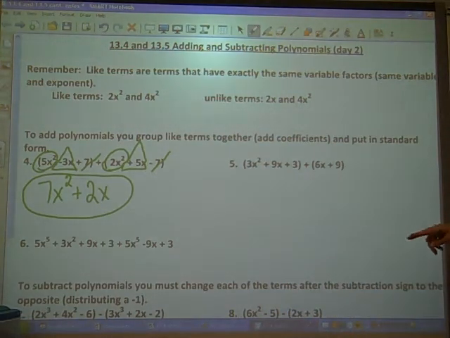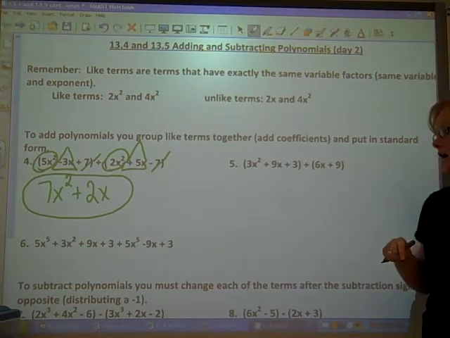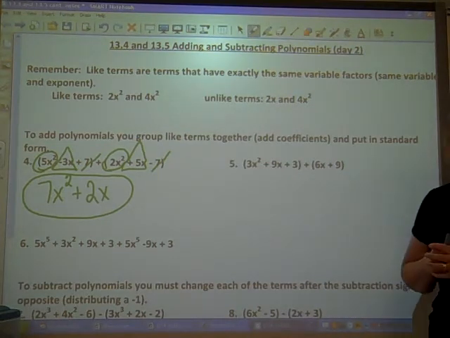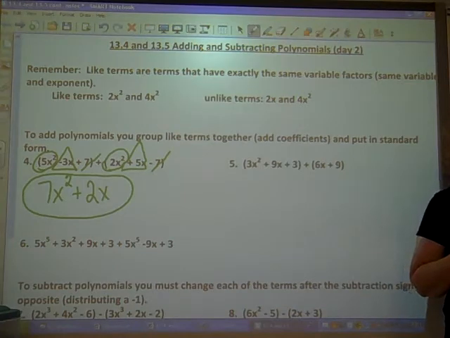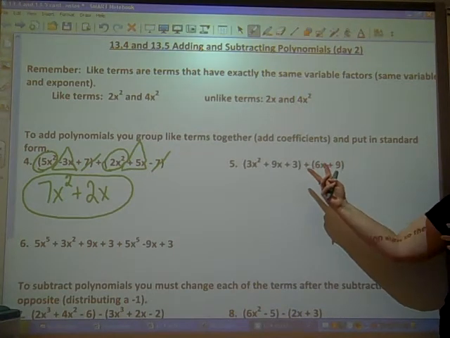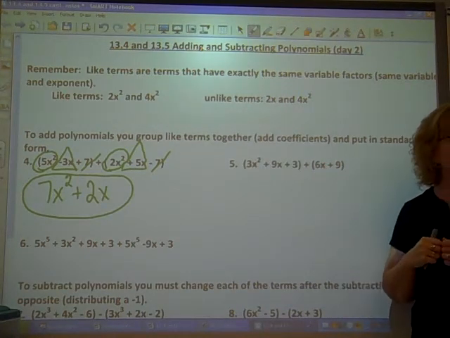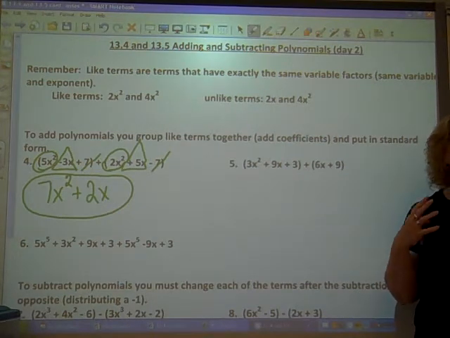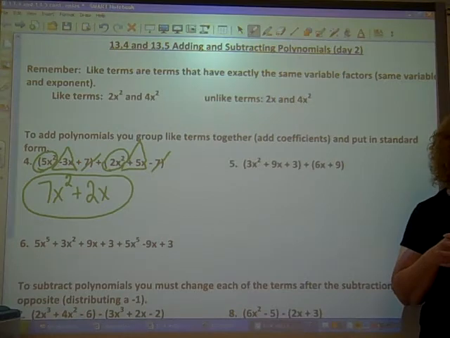Okay? Look at number 5. On number 5, I have 3x squared plus 9x plus 3 plus the binomial 6x plus 9. So where would I start? What am I going to do, Charlie? What do you think? Combine 9x and 6x. I agree with you, but am I going to do that first? No. So, Charlie, what could I drop down first?